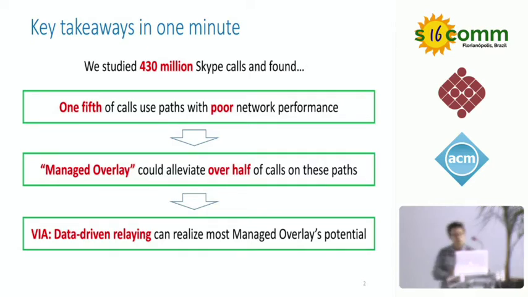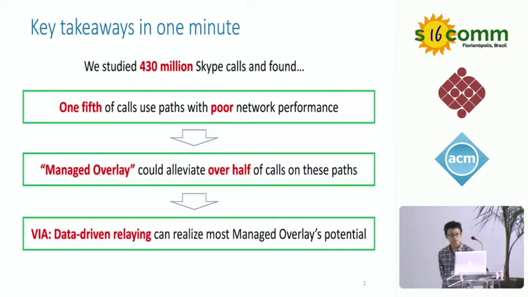And to select optimal relay points, we present VIA, where the basic idea is to use the performance of history calls to predict the optimal relay selection for future ones. Now, the key takeaway is going to be twofold. First, managed overlay have tremendous potential in improving network performance for Skype. And the key to unlock this potential is optimal relay selection by data-driven prediction. So that's the overview. Let's be more specific now.